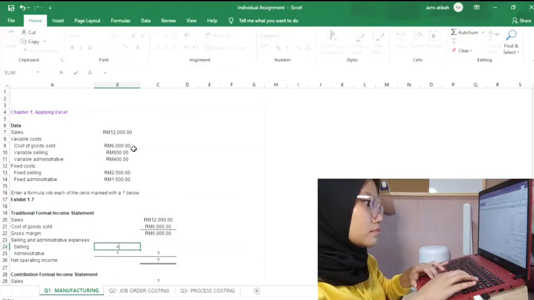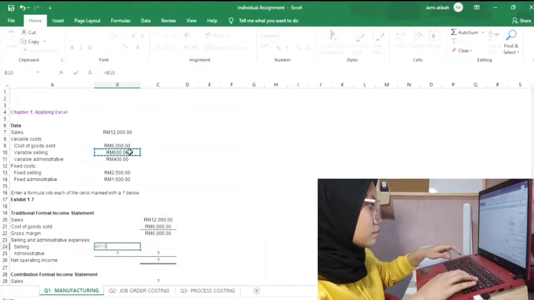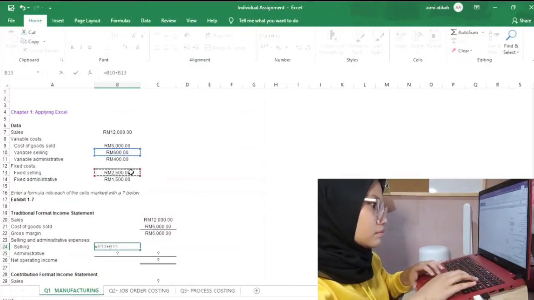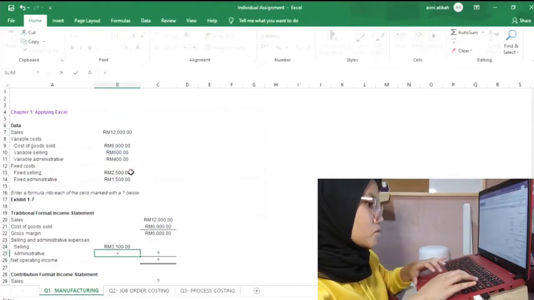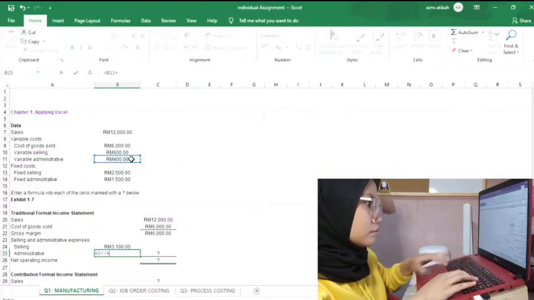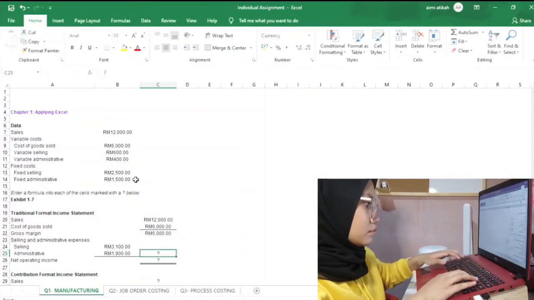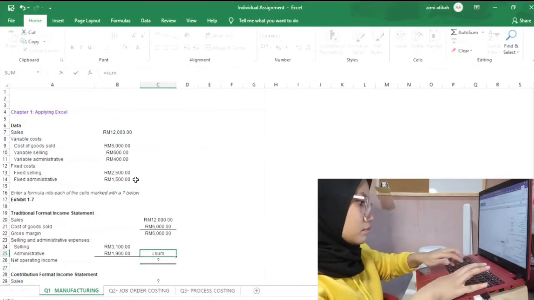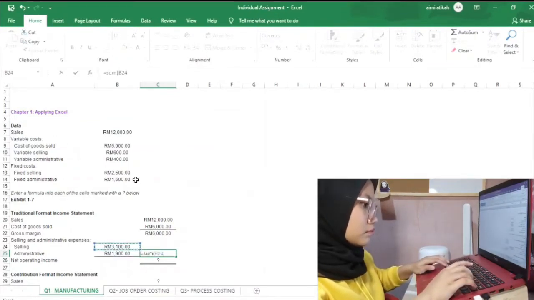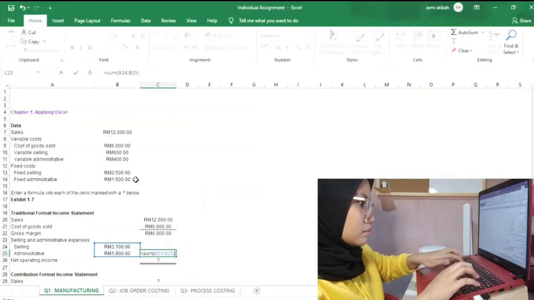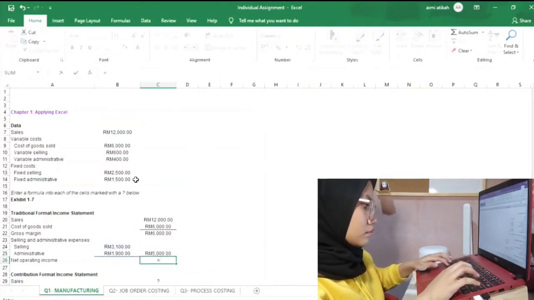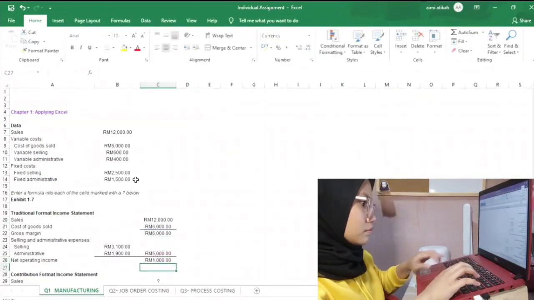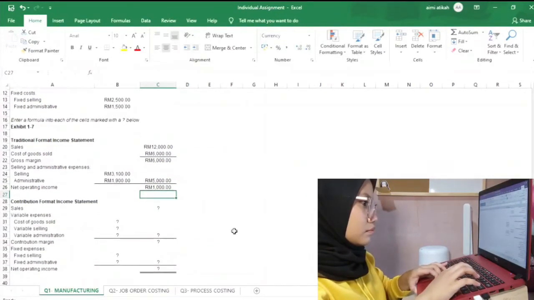And for selling, I will take variable selling and sum it with fixed selling. And for administrative, I will take variable administrative and sum it with fixed administrative. And then I will total the selling and administrative. Then I will take gross margin and subtract selling and administrative expenses to get net operating income.